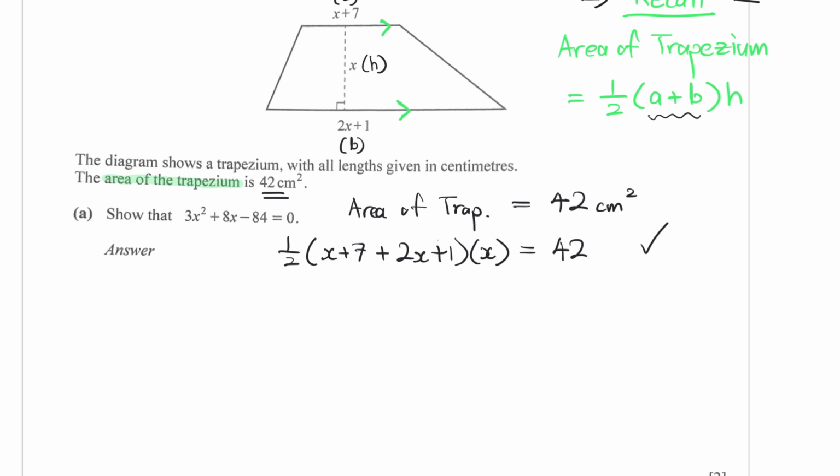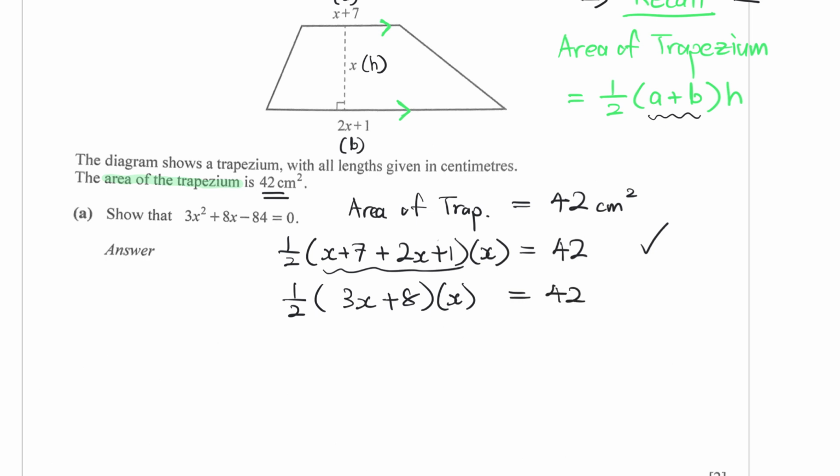So there you have the starting point of this whole quadratic equation question, where you had to form this equation, and now we will simplify it and solve for x. So I'll just leave the half alone first, and I will simplify inside to get 3x plus 8 multiplied by x is equals to 42.